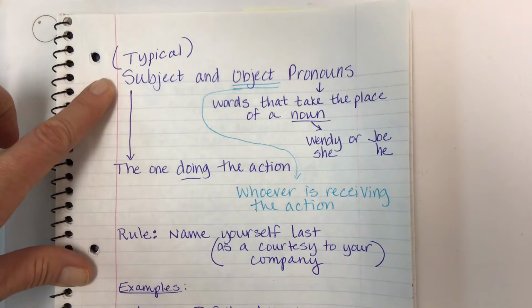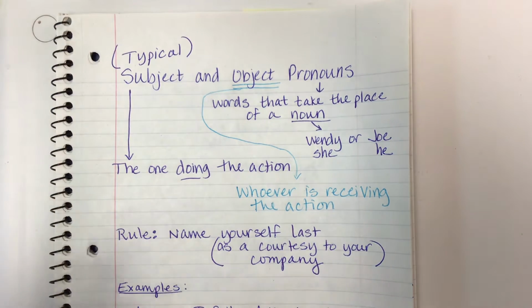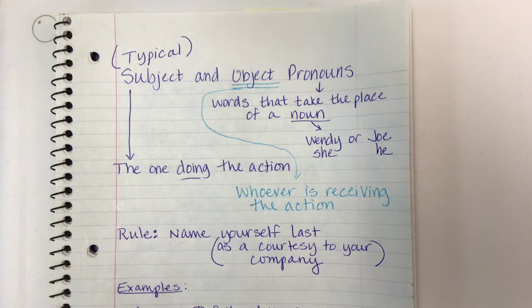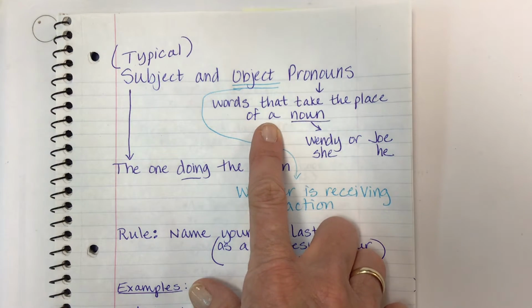So let's take a look. This would be typical pronouns. We're not getting into anything fancy here. This is just going to be subject and object, mostly male, female. So the subject is the one that's doing the action in a sentence. The object is usually something that's receiving the action.